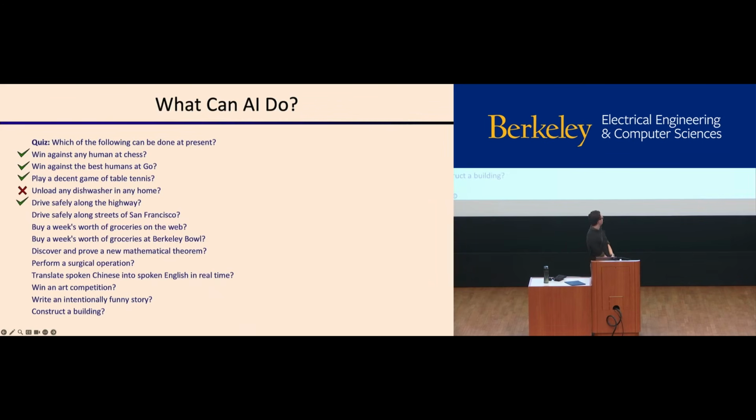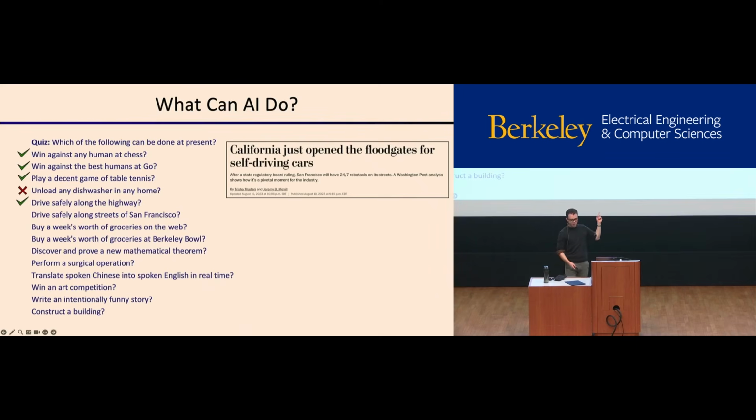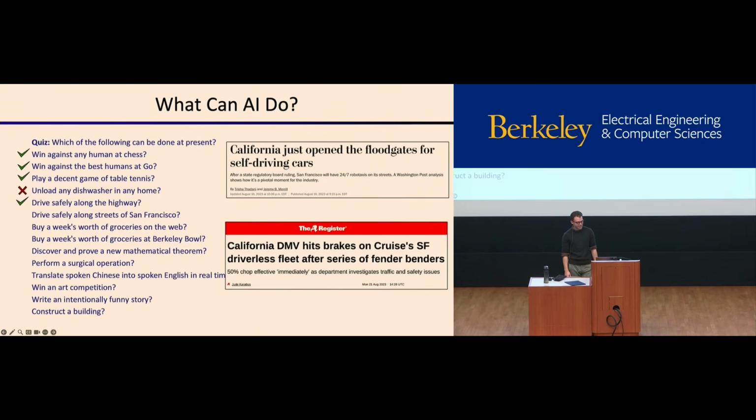What about driving safely on the highway? I'm going to say yes, because there's this article that says California just said that we can do that. But what about driving safely on the streets of San Francisco? No? Thumbs down? Thumbs up? I mean, California DMV hits brakes on Cruise, and so on, right? I actually drove in one of those things. I think it ran two red lights and cut off the cops once. Yeah, so maybe not this one quite yet. Maybe someday, soon.